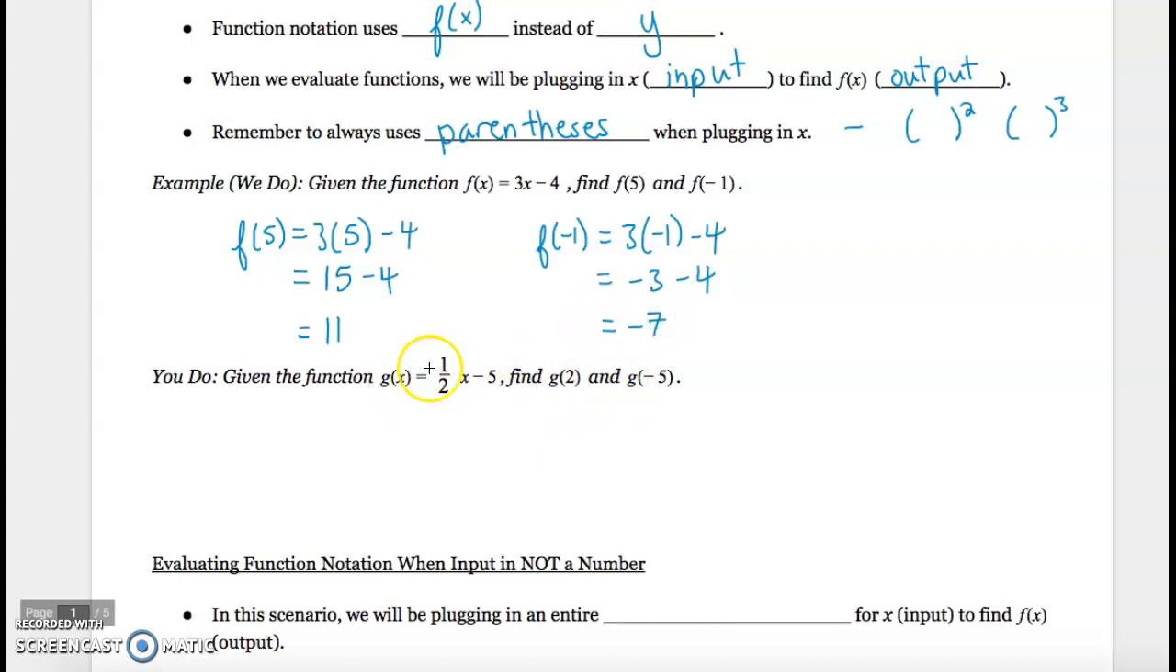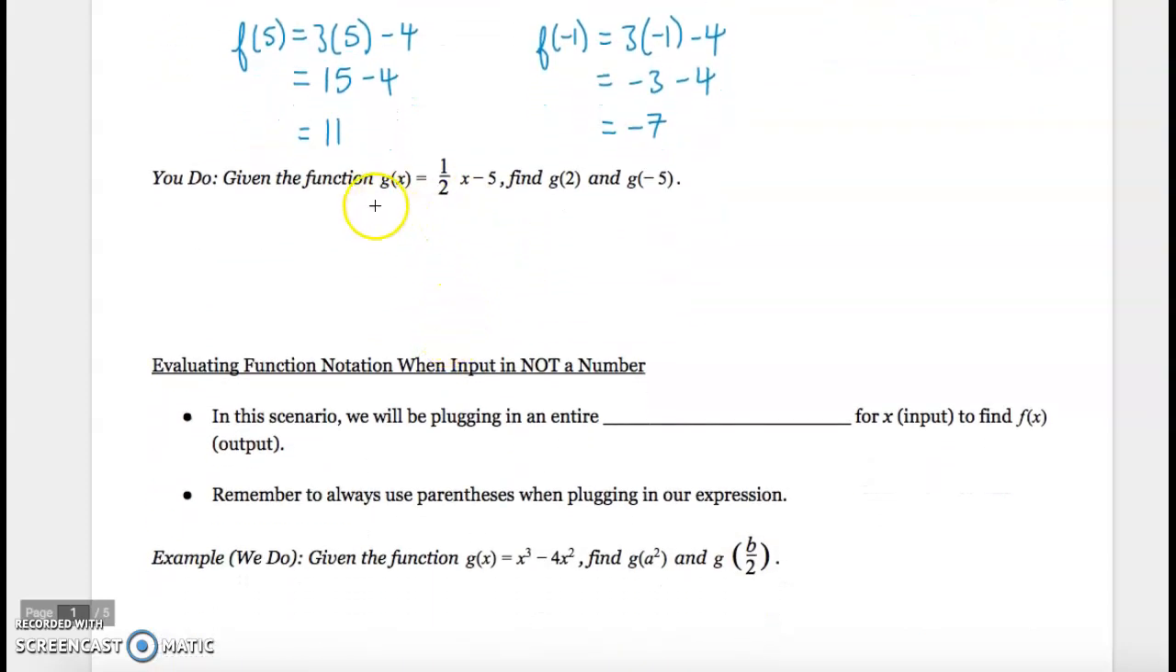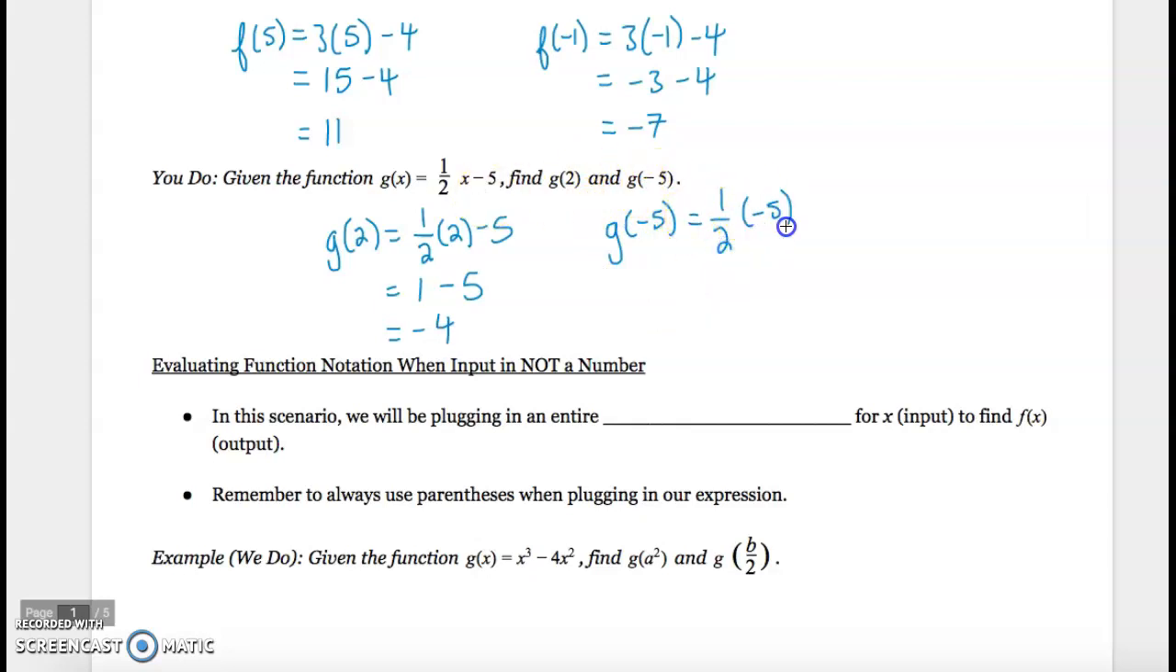All right, if you want to go ahead and try the next one, feel free to pause now and do so. Otherwise, I'm going to keep working through it. In this equation, given g of x is 1/2 x minus 5, find g of 2. When I find g of 2, everywhere there's an input, I'm going to plug in a 2. 1/2 times 2 is 1, minus 5 gives me negative 4. If I'm finding g of negative 5, everywhere there's an input, I'm going to plug in negative 5.